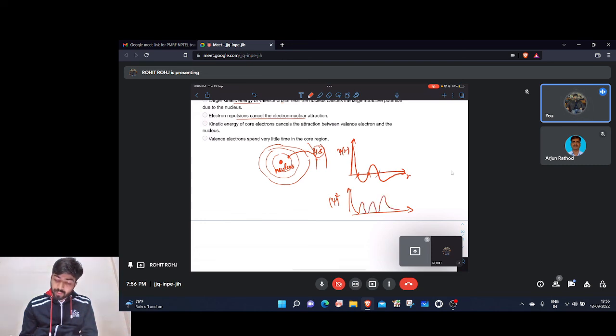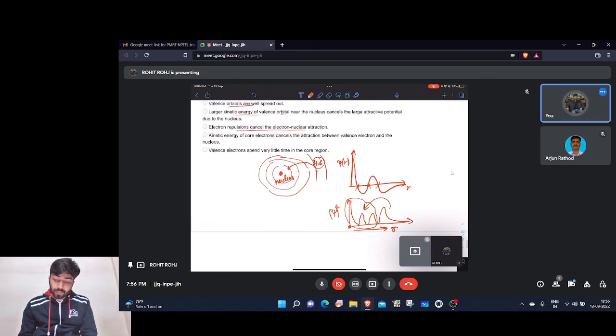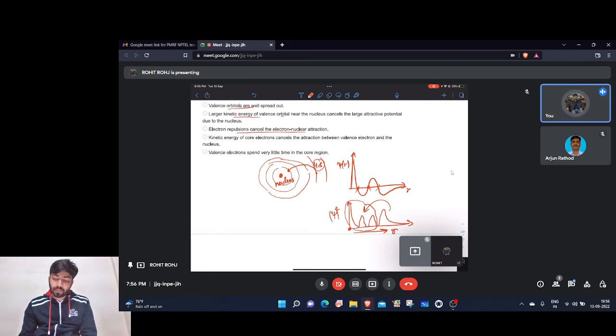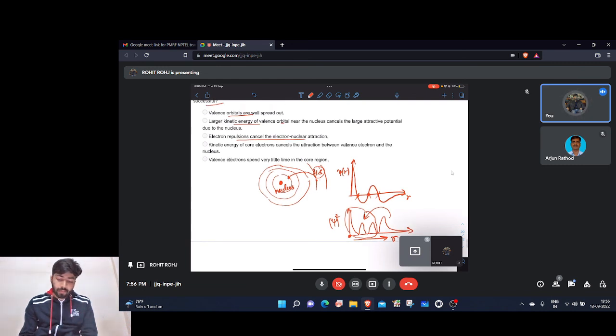We have a large probability of the 4s electron near the nucleus, because this is the nucleus. Any outer shell electron spending more time near the nucleus will have large kinetic energy, and this large kinetic energy helps it not to fall into the nucleus, or it cancels out the large attractive potential of the nucleus. So in this scenario, the larger kinetic energy of the valence orbital near the nucleus cancels the large attractive potential of the nucleus.